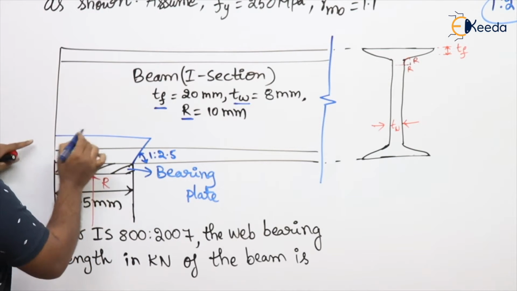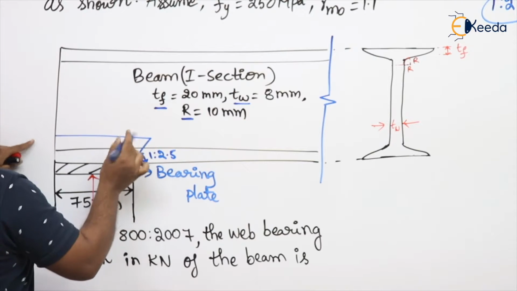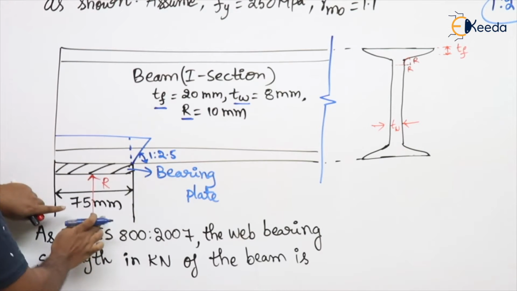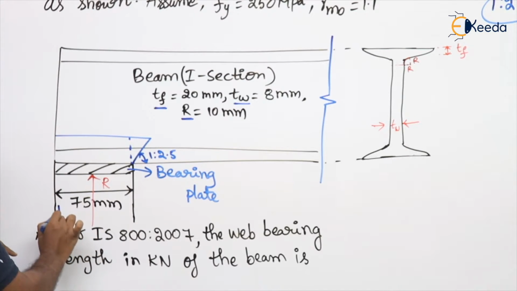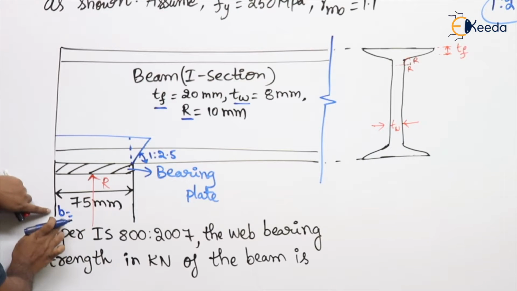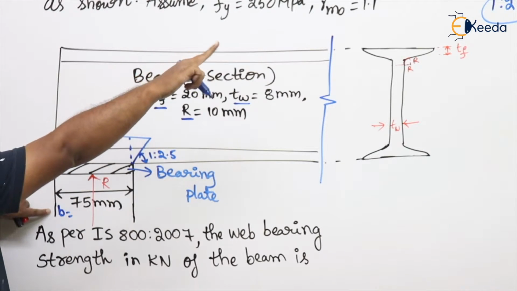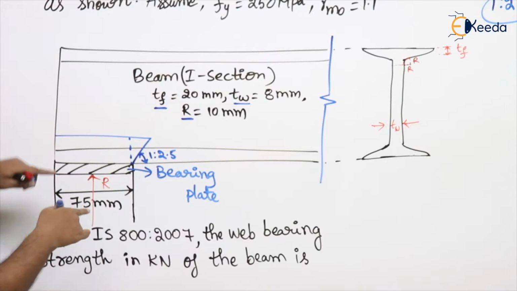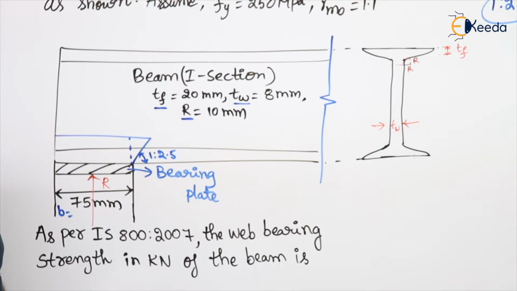This length is B. This is considered as B, the bearing length. Here it is mentioned as a 75 mm wide bearing plate. So this 75 mm is also called the stiff bearing length, or simply the bearing length, which we represent with B. So B is equal to 75 mm.